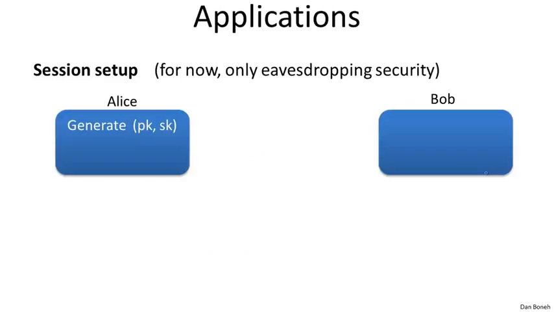Now, public key encryption has many applications. Last week we saw the classic application, which is session setup, namely key exchange. And for now, we're just looking at key exchange that is secure against eavesdropping only. If you remember the way the protocol works, basically Alice would generate a public key secret key pair. She would send the public key to Bob.